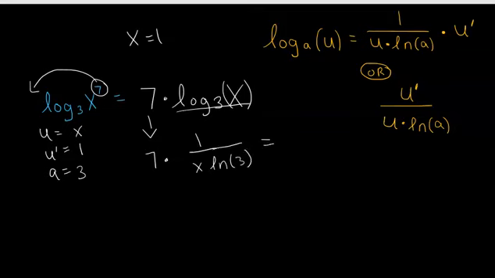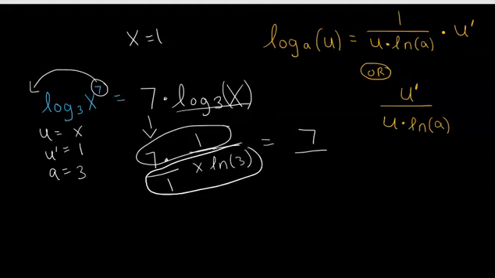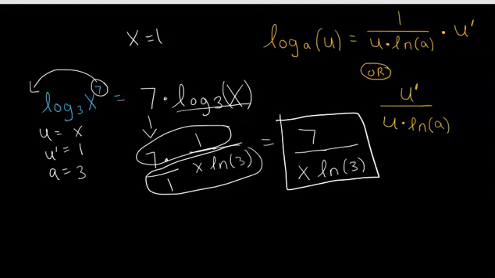Let's put it all together. Let's give that whole number of 7 an invisible 1 in the bottom. And we multiply the top, which is 7. And then we multiply the bottom. This is pretty crooked here. Okay, which is x, ln, 3. Okay, perfect. This is the answer right here. That's totally the answer.